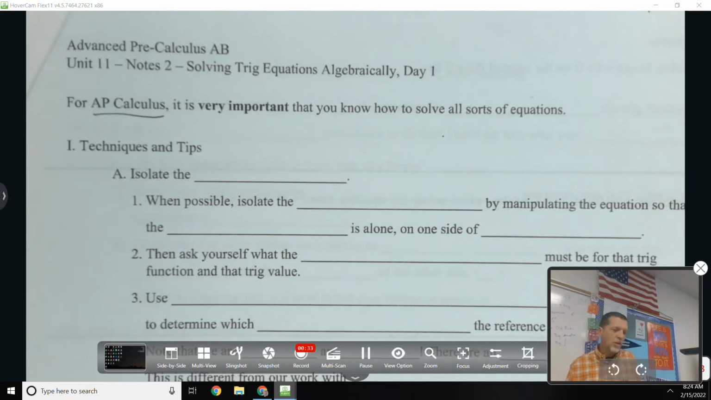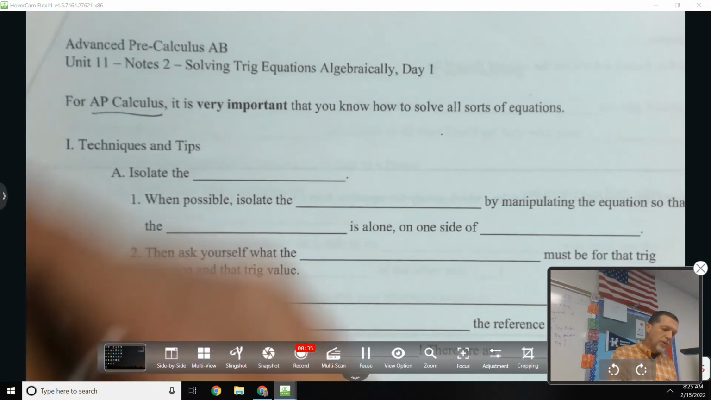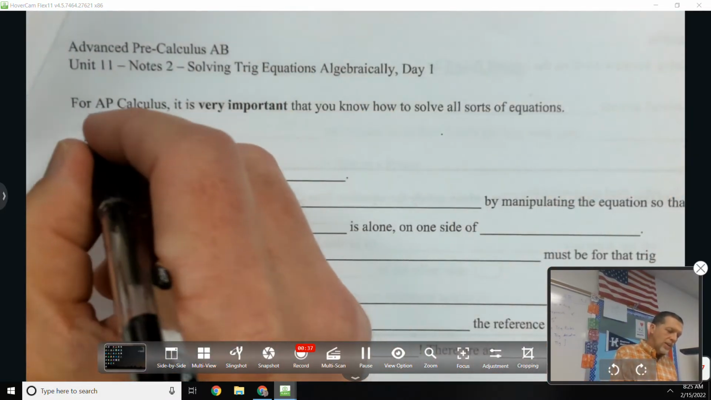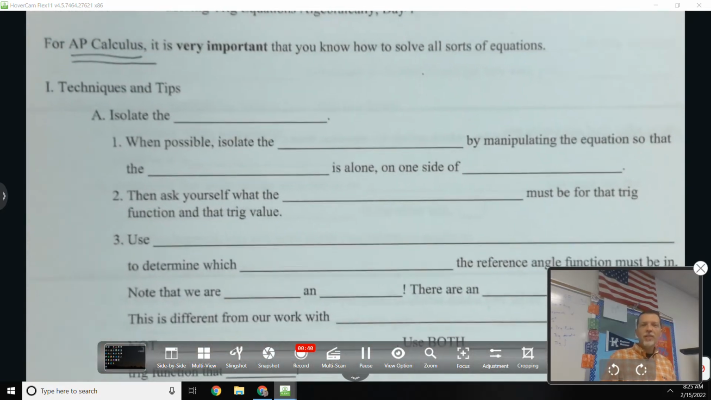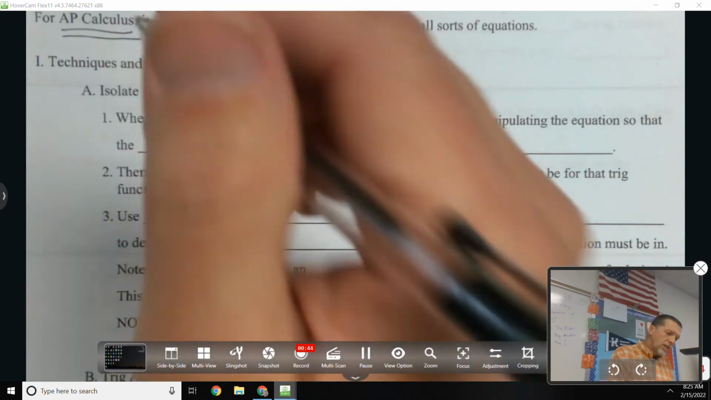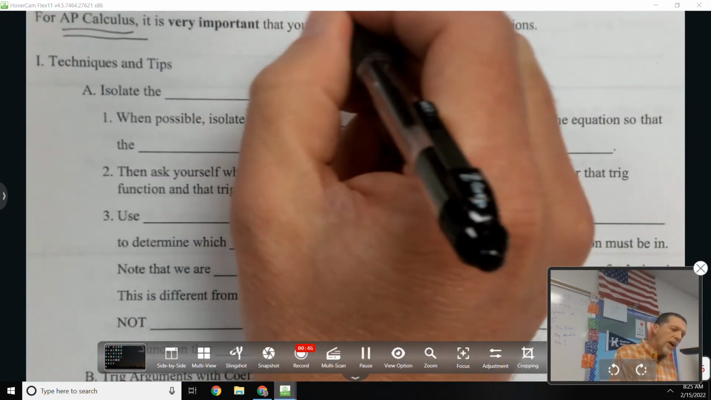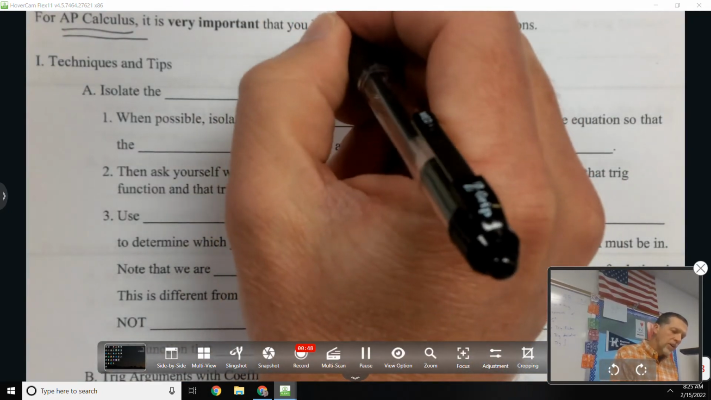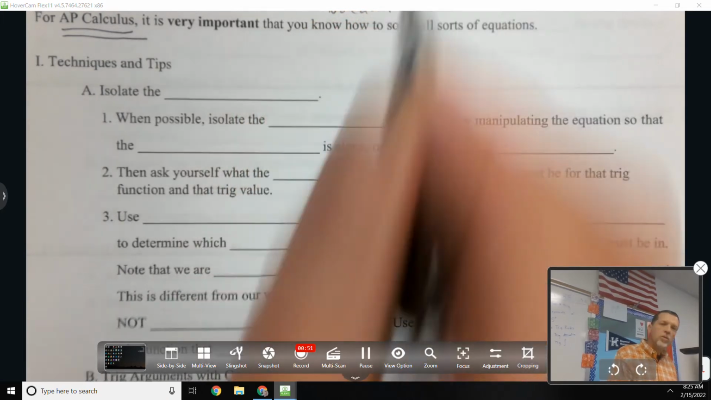And so this is one of those things where if you plan on going to AP Calculus, please learn this so that your life will be a little bit easier next year. All right, techniques and tips for solving trig functions algebraically, so without calculator. So no calculator today.